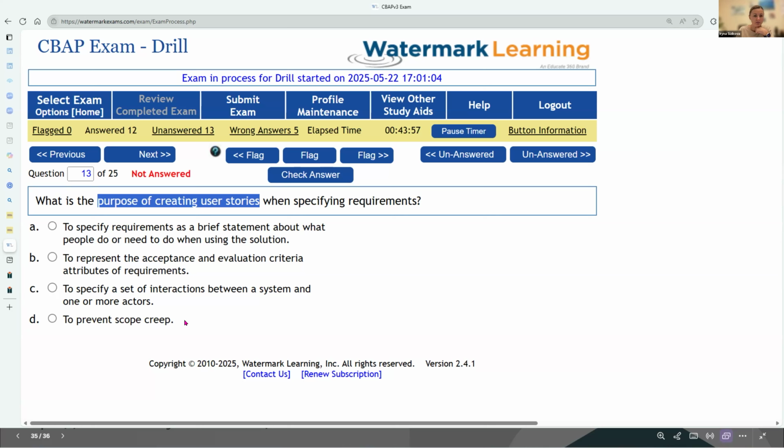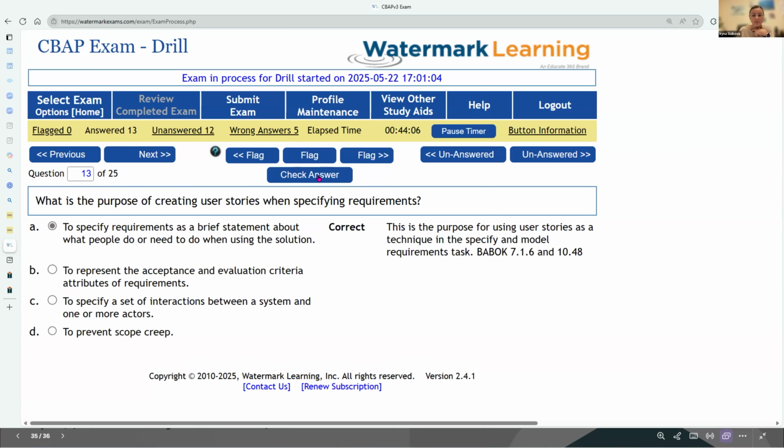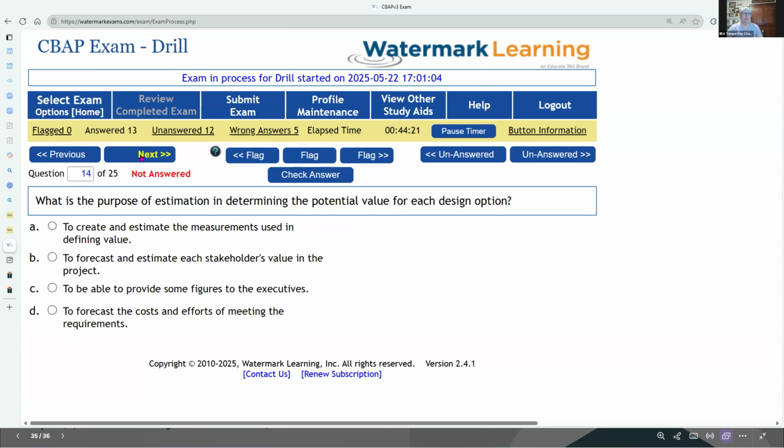A or C. Maybe A. Yeah, I like A. You like A? Yeah, I agree with you. This is the purpose for using user stories as a technique in the specifying model requirements task. Remember, we talked earlier about techniques can be used for different reasons in different tasks. This is the one that is identified here.